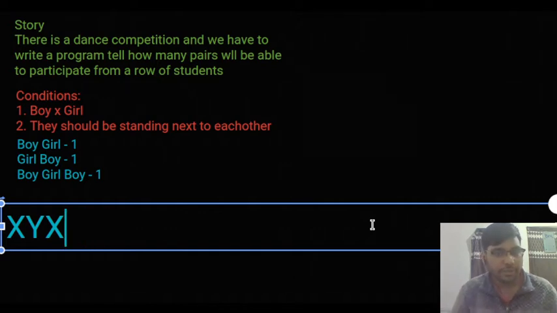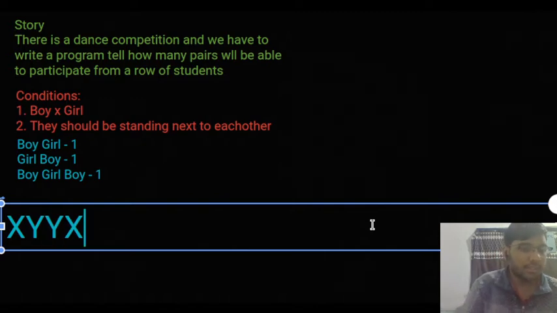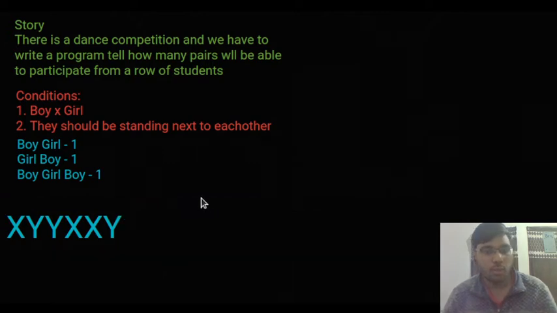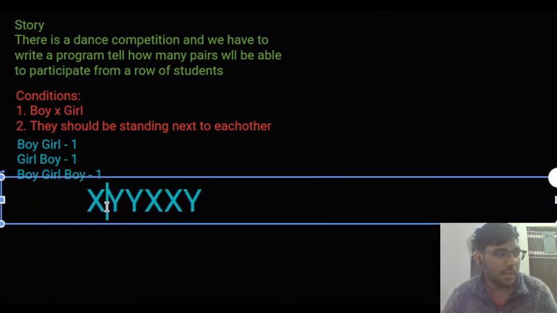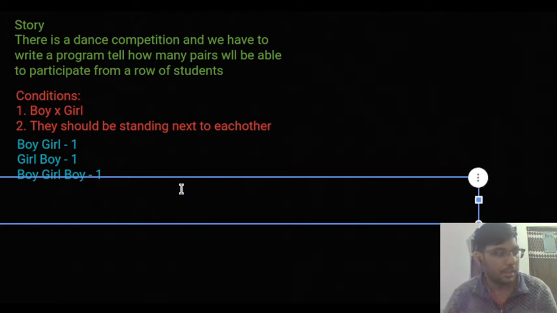For example, if the string says boy, girl, x, y, y, x, x, y, we know what this means. This means that there is a boy, a girl, then another girl, then two boys, and then a girl. And in this case, we will have, as you can see, 3 pairs.